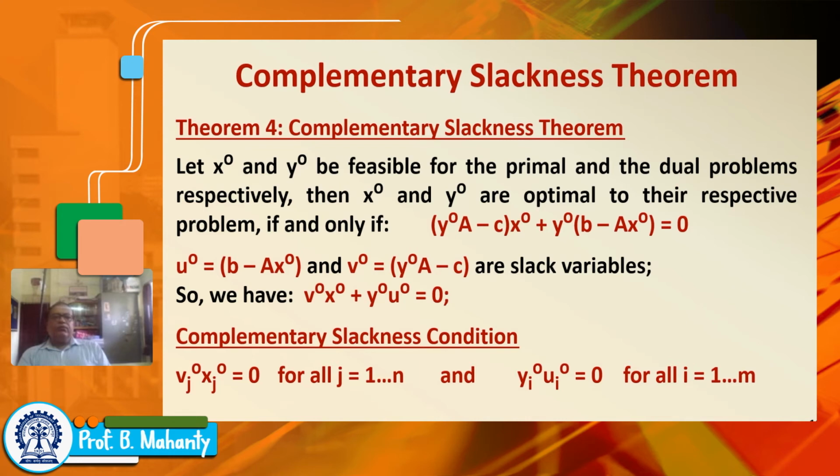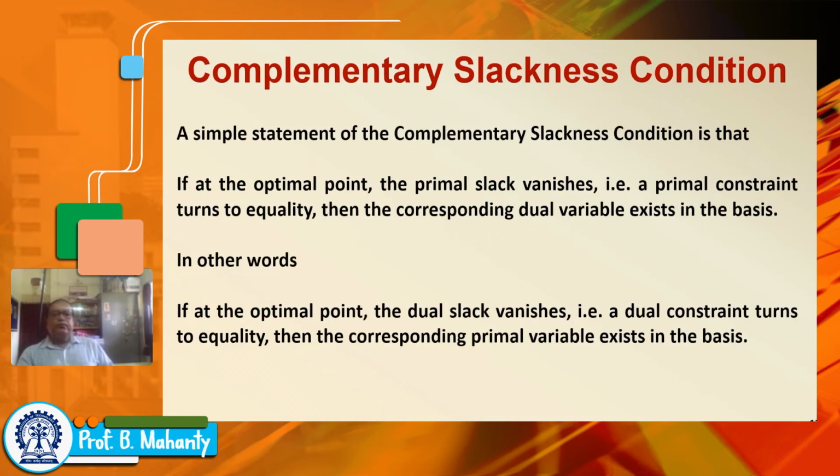Once again, let me read it out. Let x0 and y0 be feasible for the primal and the dual problems respectively. Then x0 and y0 are optimal to their respective problems if and only if v0 x0 plus y0 u0 equals 0, which in a scalar statement is vj0 xj0 equal to 0 and yi0 ui0 equal to 0. Let us look at a very simple statement of the complementary slackness condition.